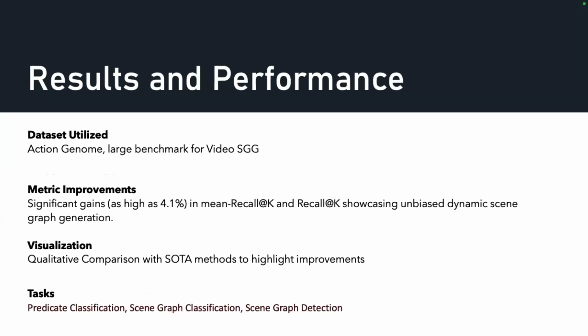Our results outperform by as much as 4.1% in terms of mean recall at k, and there is an improvement in terms of recall at k as well, which shows that our method is not only keeping the performance of the base labels which are already improving, but is able to improve the rarely occurring labels as well, and hence resulting in an improvement in mean recall at k, and hence it can generate the unbiased dynamic scene graph. We will show the qualitative comparison in the paper as well, comparing with other SOTA methods.